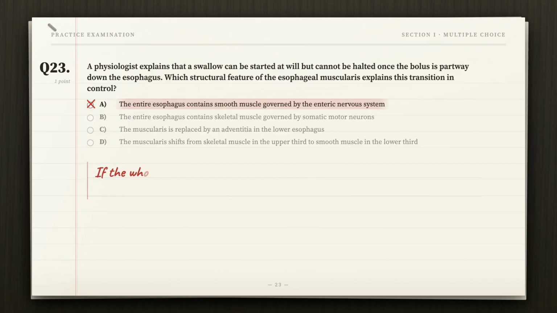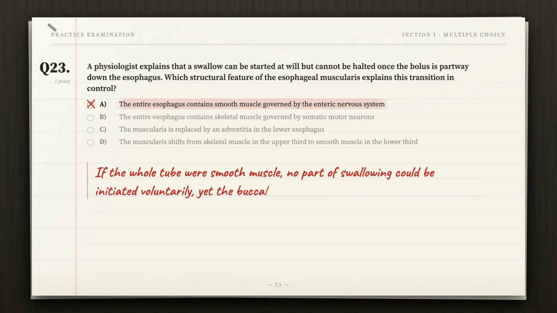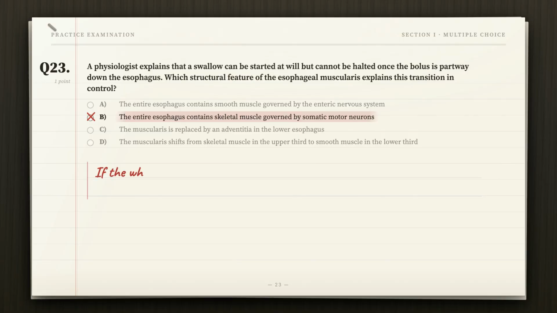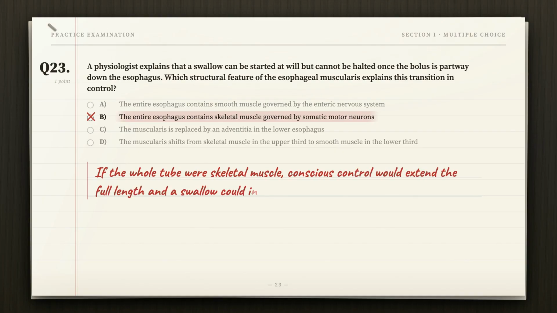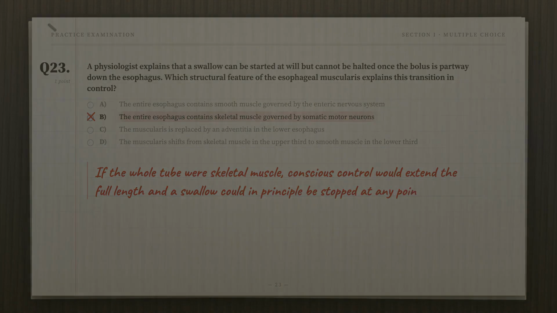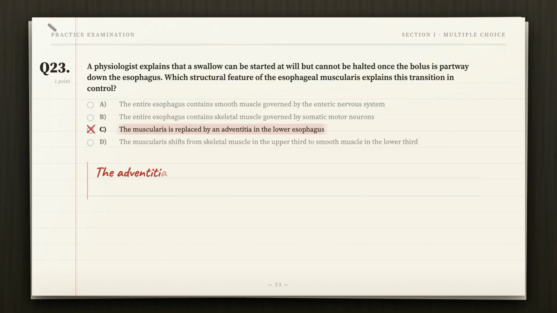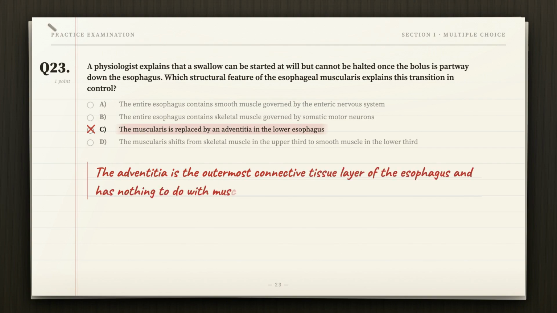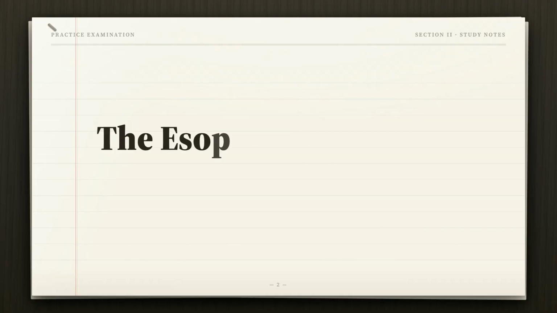A is wrong because if the whole tube was smooth muscle, no part of swallowing could be initiated voluntarily, yet the buccal and early pharyngeal events clearly are. B is wrong because if the whole tube was skeletal muscle, conscious control would extend the full length and a swallow could in principle be stopped at any point. C is wrong because the adventitia is the outermost connective tissue layer of the esophagus and has nothing to do with muscle type or with voluntary control.